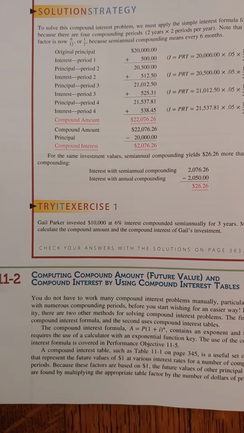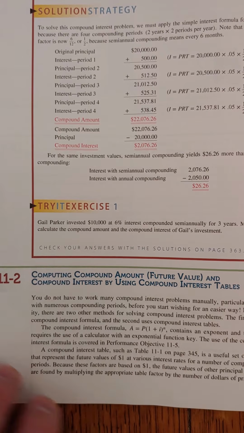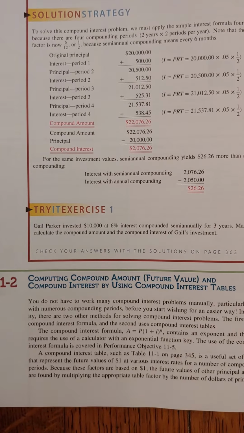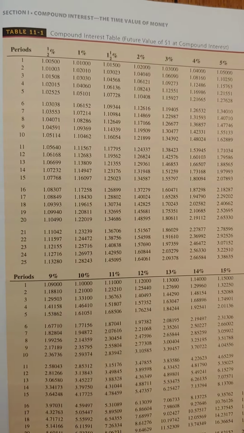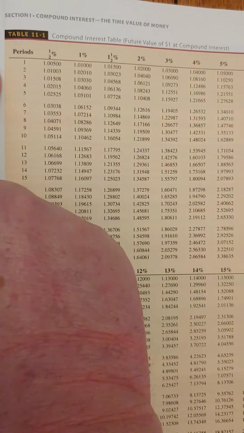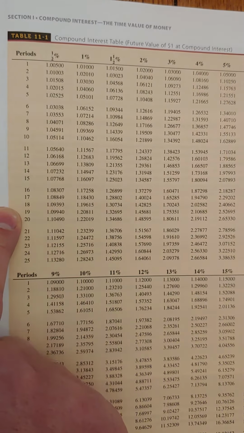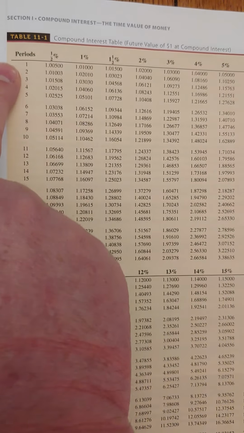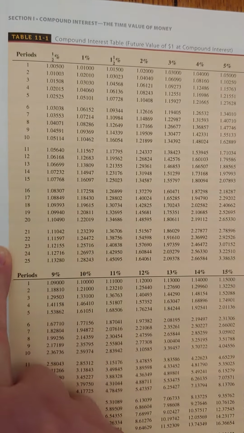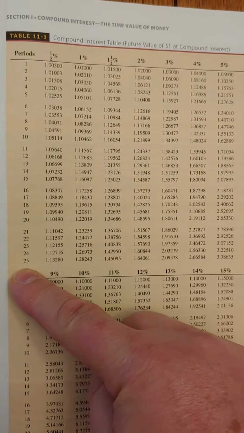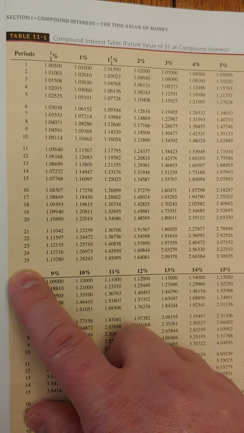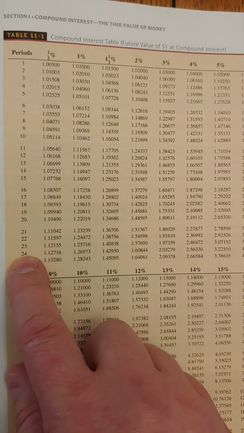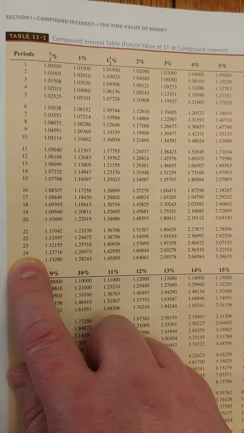I will take a picture of it and post it in this lesson. But what you do is basically in the table you determine how many periods you have. Not in a year, I'm sorry. How many total periods are you compounding for? So they have 25 periods here, okay? So if it's once a month for 2 years, you're going to have a total of 24 periods, okay?